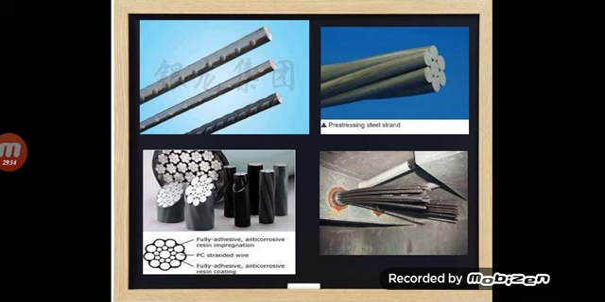You can see here, these are all the wires. First one is wire. Next one is strand. In the fourth figure you can see there are many wires and they are used as a strand.